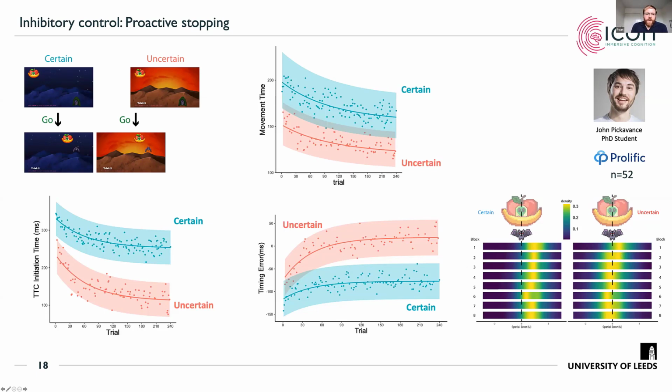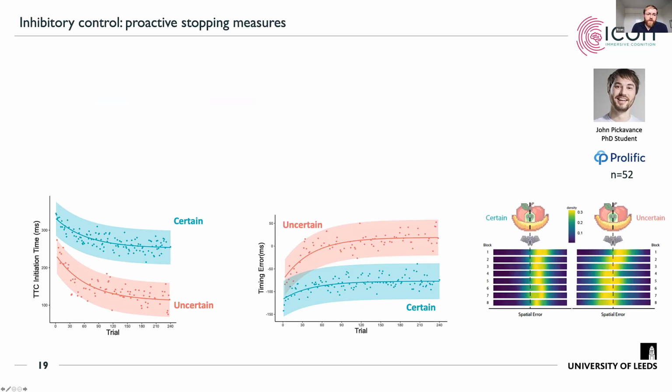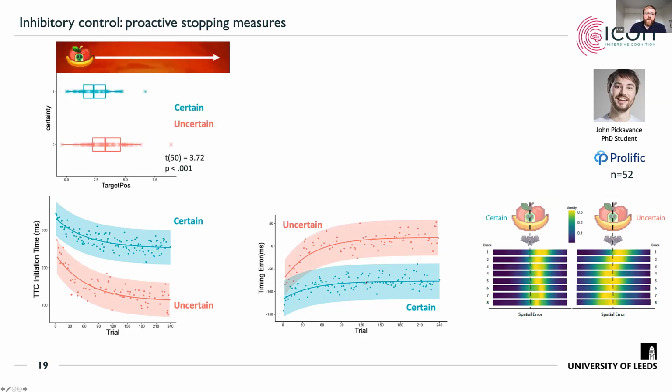And so for both of these measures, these are all significant, but for both initiation time and timing error, we were interested in whether people were doing this consciously or whether it was just something that emerged out of the task. And so what we did is put a task at the end of the experiment where we had people watch a video of the UFO going by, and we told them to note when they would have tried to start moving during the actual task. And then afterwards, we let them position the UFO at that location.